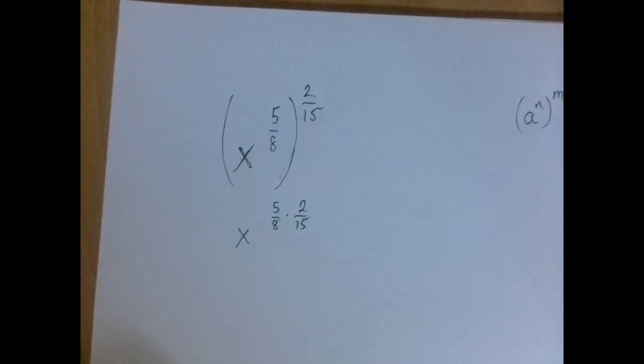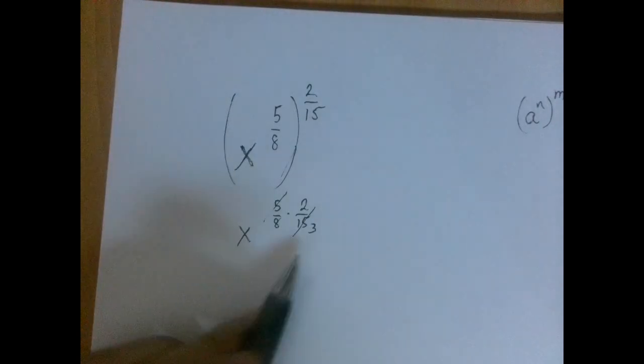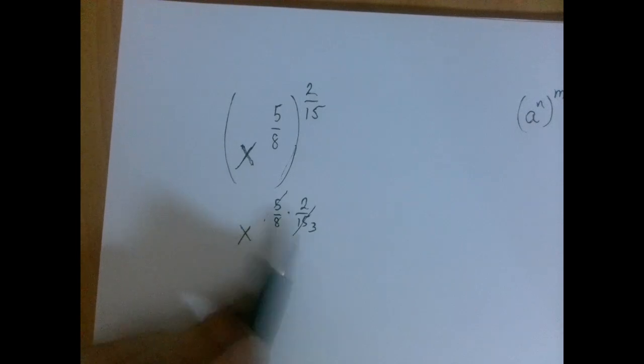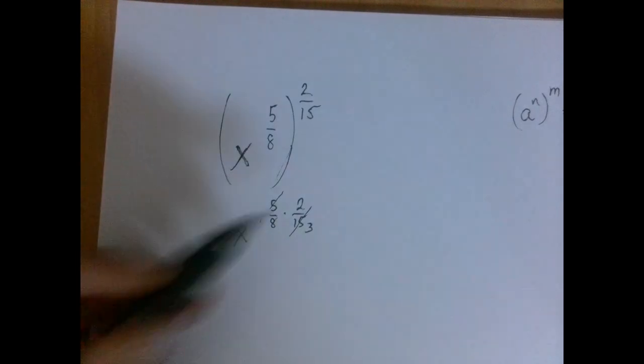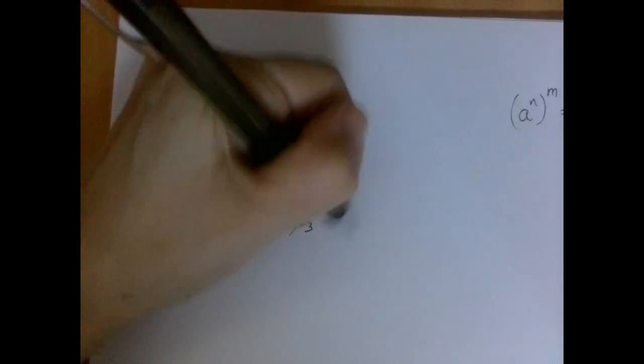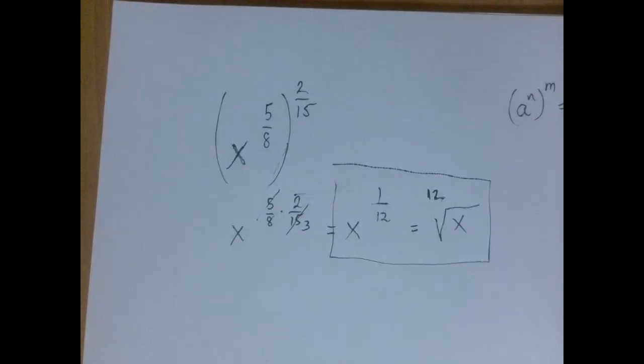Lots of cancellations in this one. We can get rid of the 5 and leave a 1, and then this leaves a 3. So both 5 and 15 are divisible by 5. So we can cancel out 5 and also a 2. So we have the 2 disappearing, and then we have 4 times 3, 12 in the denominator. So we have x to the 1 over 12 or the 12th root of x. So these are the two different forms of the same, hopefully correct answer.